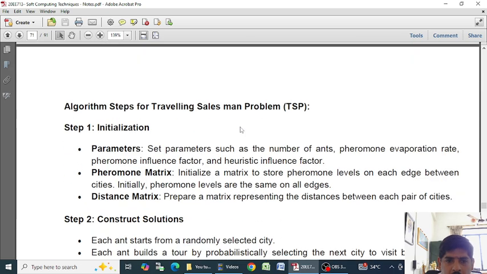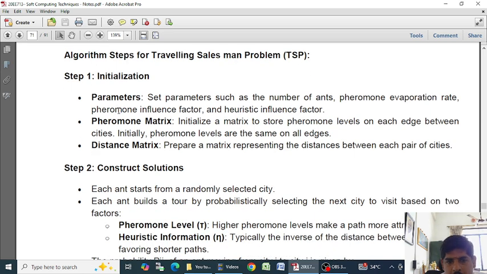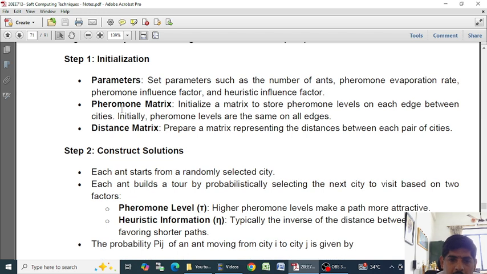So what are the algorithm steps we follow for the traveling salesman problem? First, we have to initialize the parameters. Then initialize the matrices: the pheromone levels and the distance matrix. You have to prepare these; this is the first step. The second step is to construct solutions. Each ant starts from a randomly selected city. The salesman has to move from A to C, or from A to B, B to C, or from A to D, D to C. Likewise, we construct the solution.